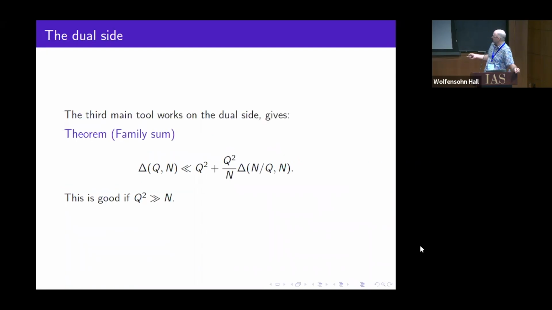But then the other result, this family sum one, it should go the other way. So you just chain them together. So it's like you start with some range of parameters.